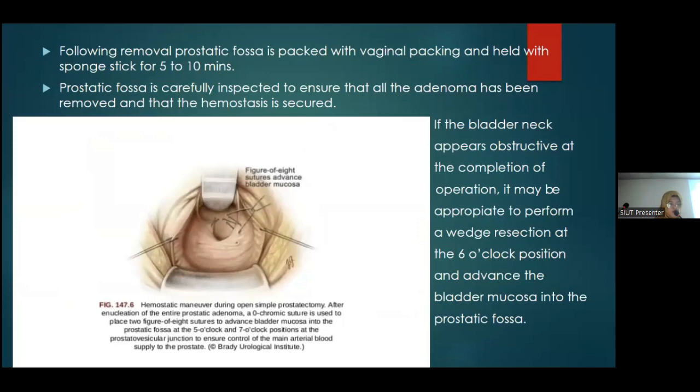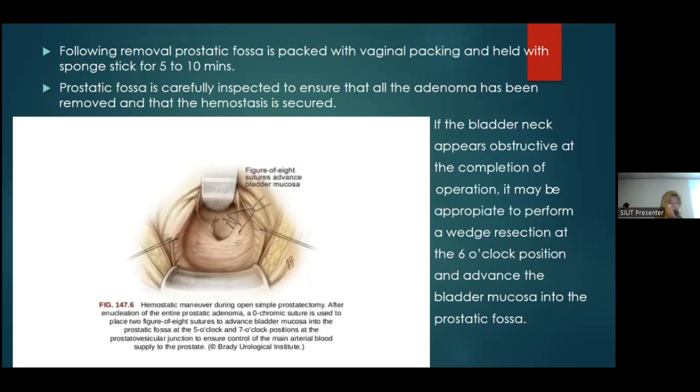After the removal of the adenoma, you will inspect the posterior fossa for the presence of any bleeding. If it's present, then the vaginal packs are kept to control the bleeding for 5 to 10 minutes. If after the removal of the packs there is still some bleeding present, then 4-0 chromic sutures are used and electrocauterization is done sparingly.